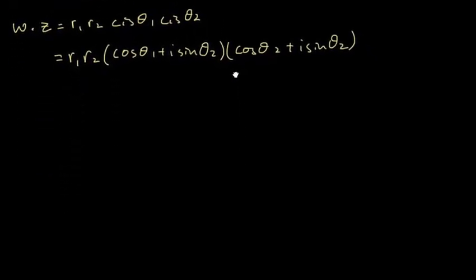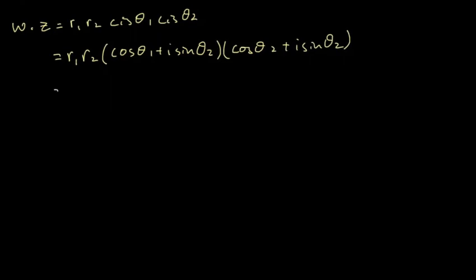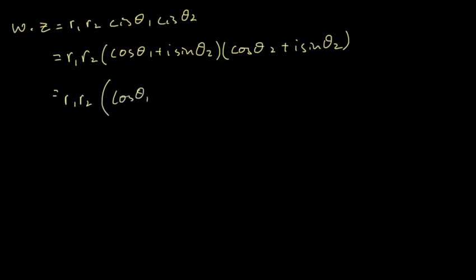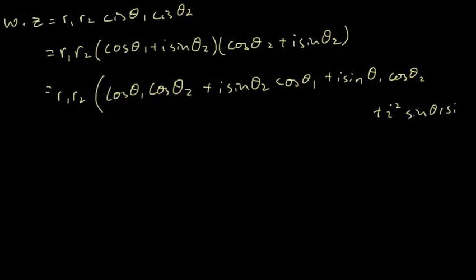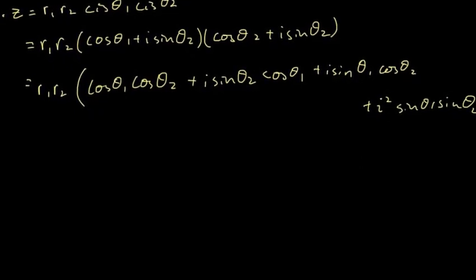Right, so let us expand this bracket. You would expand it just like any other factors that are multiplied together. So that would be r1 r2 times cos theta 1 cos theta 2, plus i sine theta 2 cos theta 1, plus i sine theta 1 cos theta 2, and finally plus i squared sine theta 1 sine theta 2. Okay, running out of space, but that's okay.